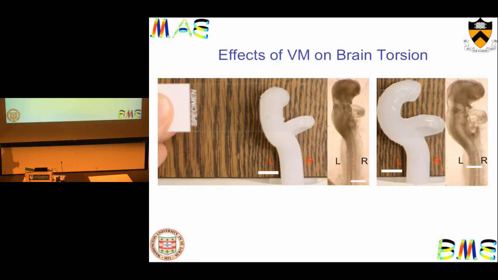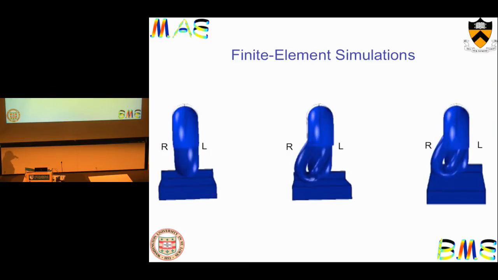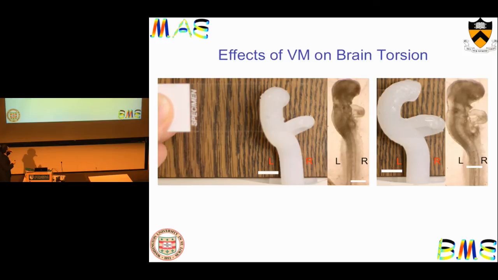And we also build a physical model through 3D printing from our computational model. And then we can use a cover slip to apply a force that represents the force from the vitreous membrane. And here we show the comparison between the deformed shape of a physical model and the shape in a real embryo. And that's under moderate surface tension. And if we further apply the surface tension, then the embryo is going to twist completely.